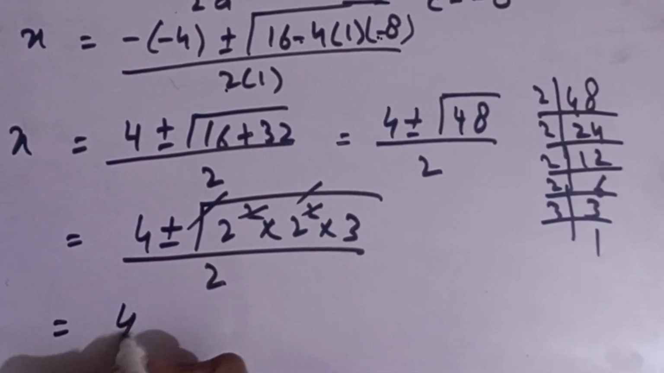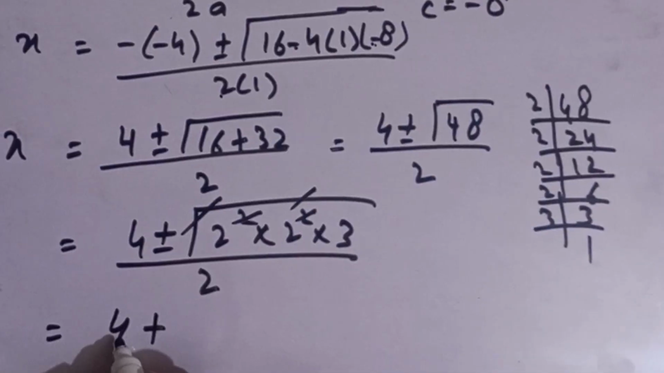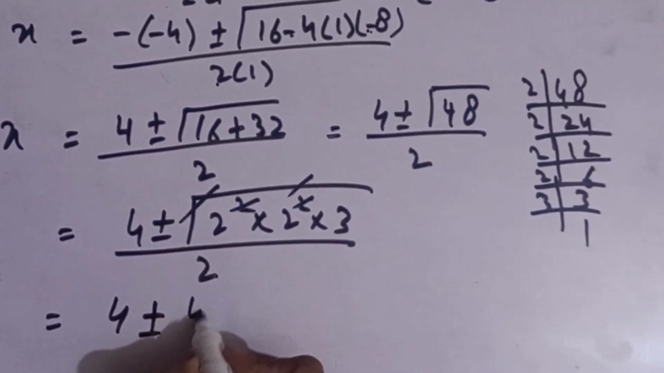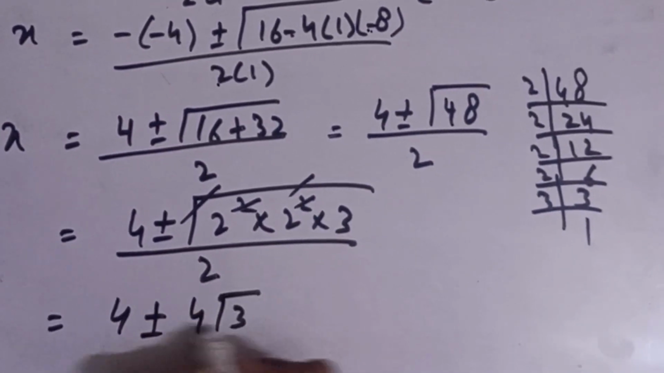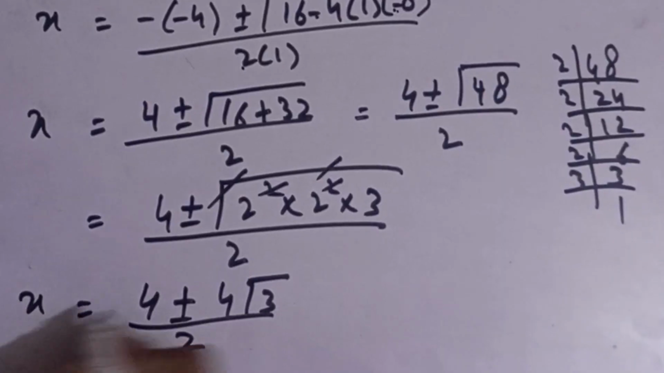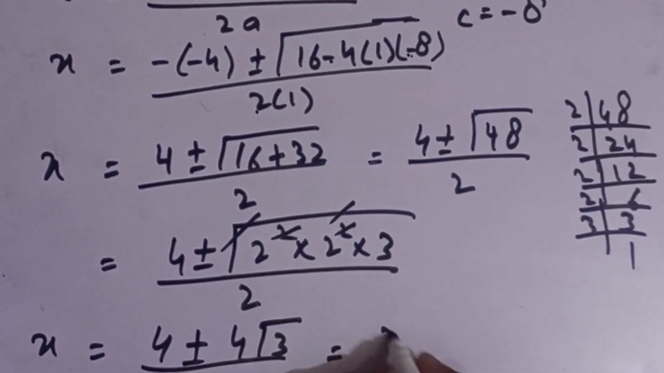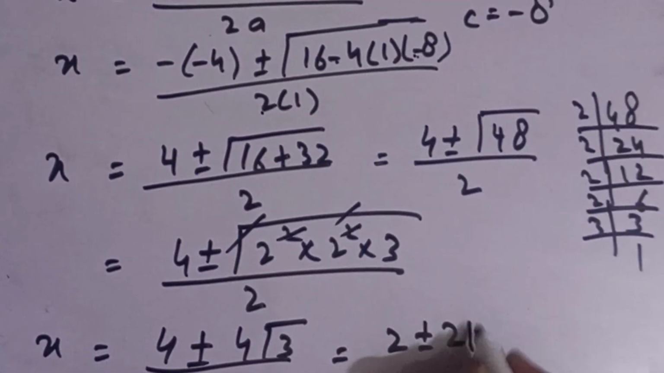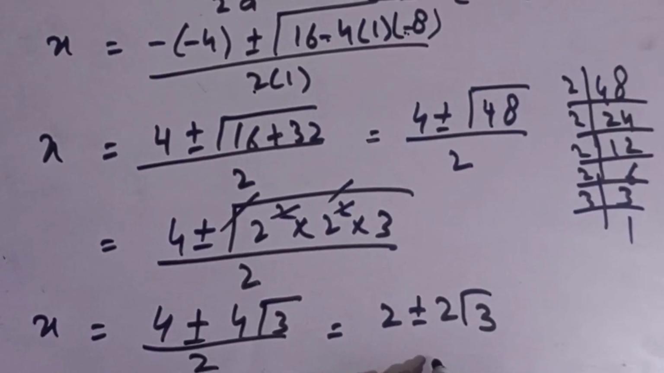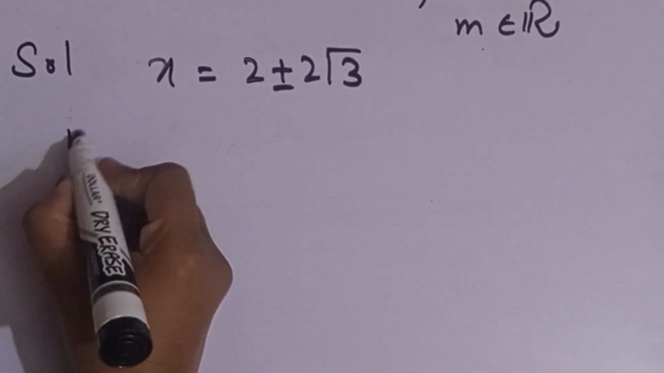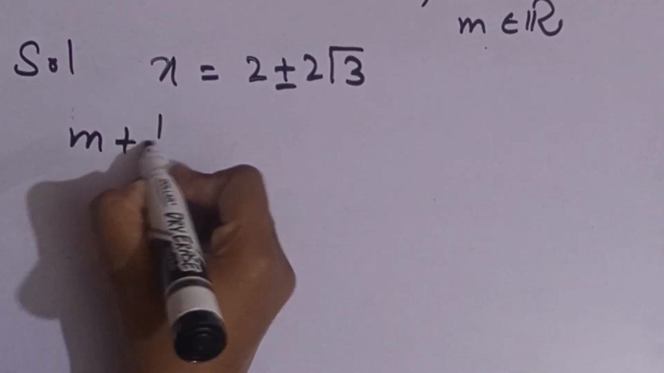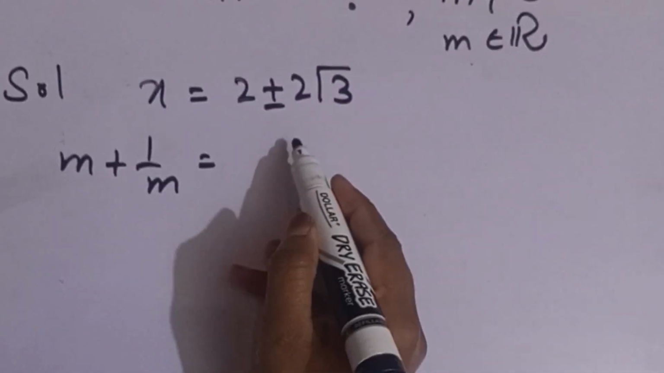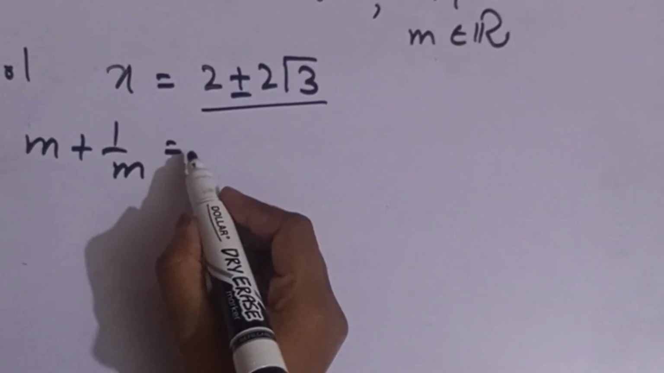So we just get the final value is 4 plus minus 4 times square root 3 over 2. So we write this as 2 plus minus 2 times square root 3. This is the answer of x. We let that m plus 1 over m equal x. x is equal to this one.